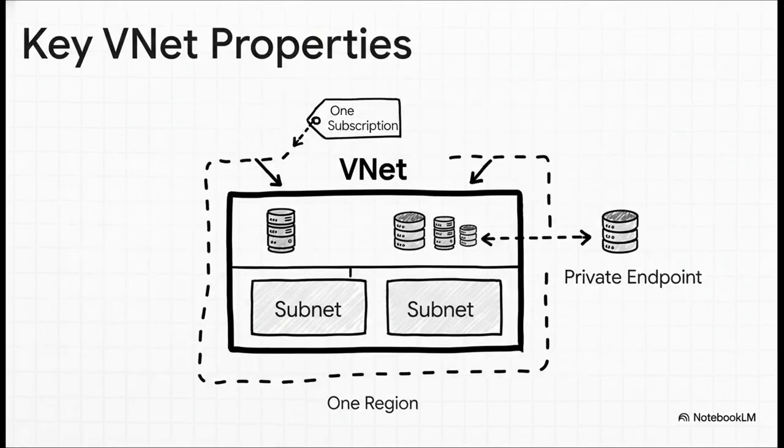And these VNets, they have some pretty strict rules. It's got to live inside one subscription and one single geographic region. It can't stretch across them. Inside that VNet, you chop it up into smaller pieces called subnets to keep things organized. You can even bring other services, like a big database, directly into your network using something called a private endpoint, which gives it a private IP address just like everything else.